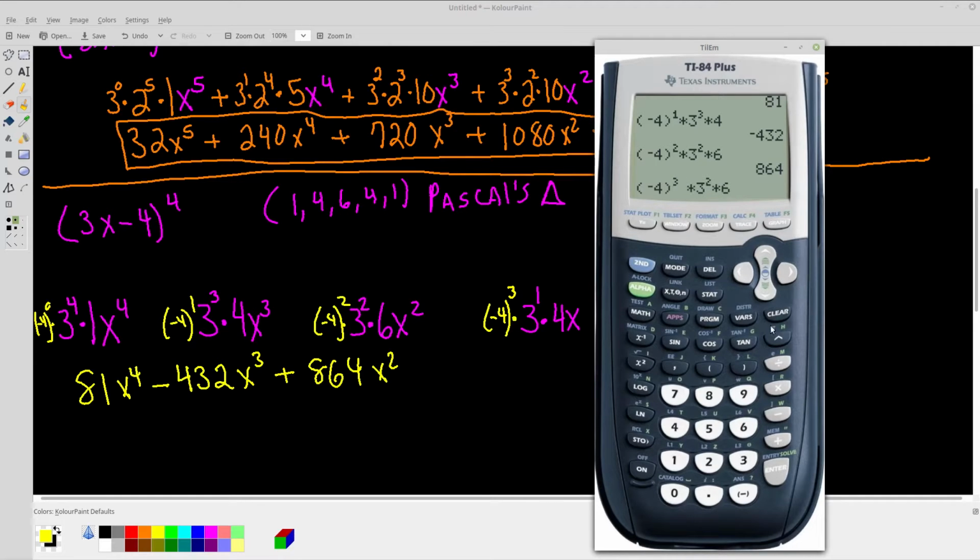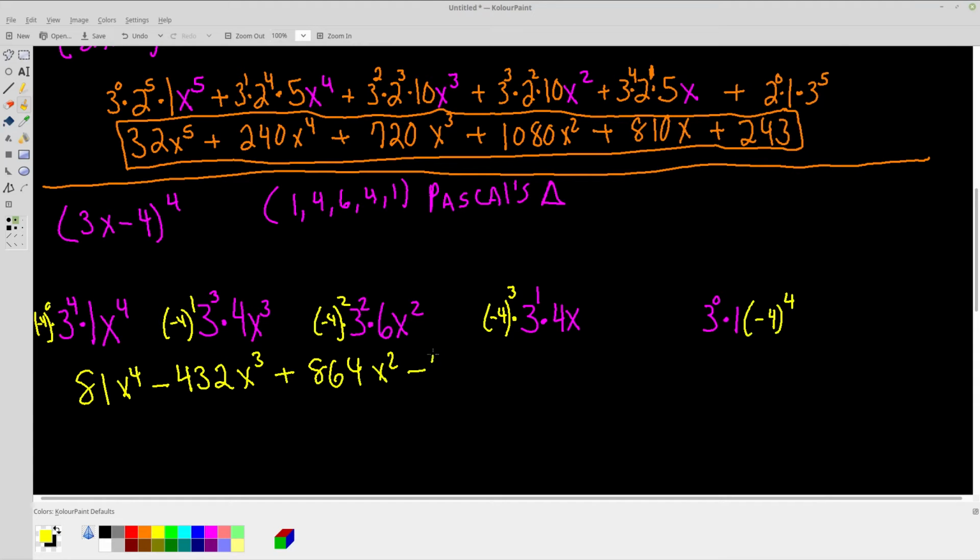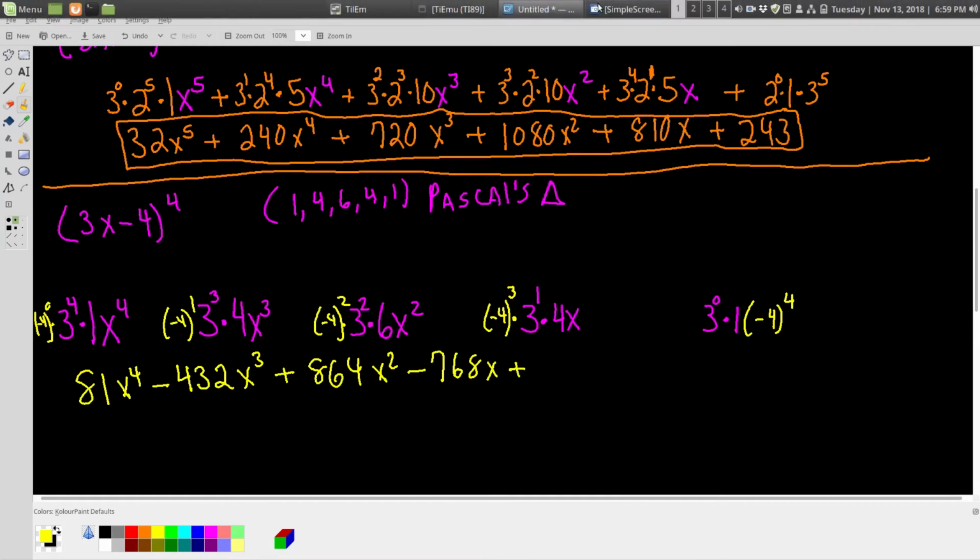That's going to be to the 3rd. And then times 3 to the 1st power. Times is it 6? No, this time it's going to be 4 again. So press enter. All right, I get negative 768. So let's write that down. Negative 768x. Finally, we'll get plus, because remember, on these even ones, it'll be positive.